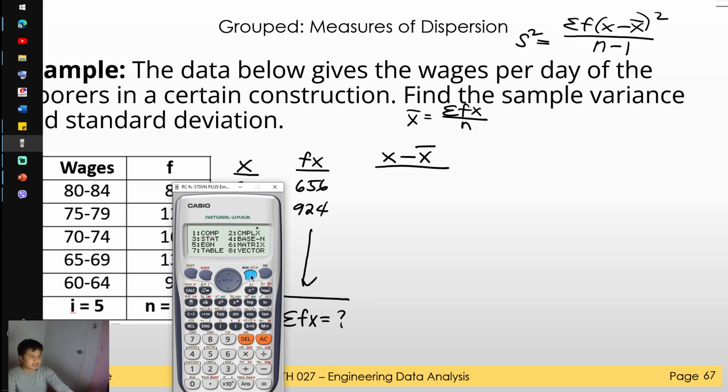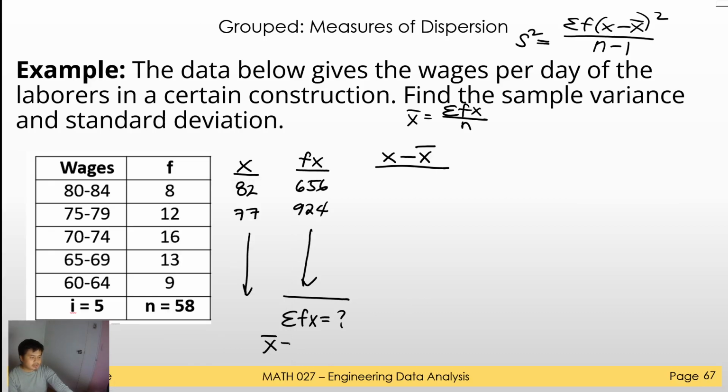So the mean here is 71.74. How do we find the 71.74? Let's start with f times x. The summation of f times x, we have 656 plus 924 and so on. I already have this calculated: 1152 plus 871 plus 558 all over n. The total number n here is 58. So we have 71.74, so the mean x bar is equal to 71.74.